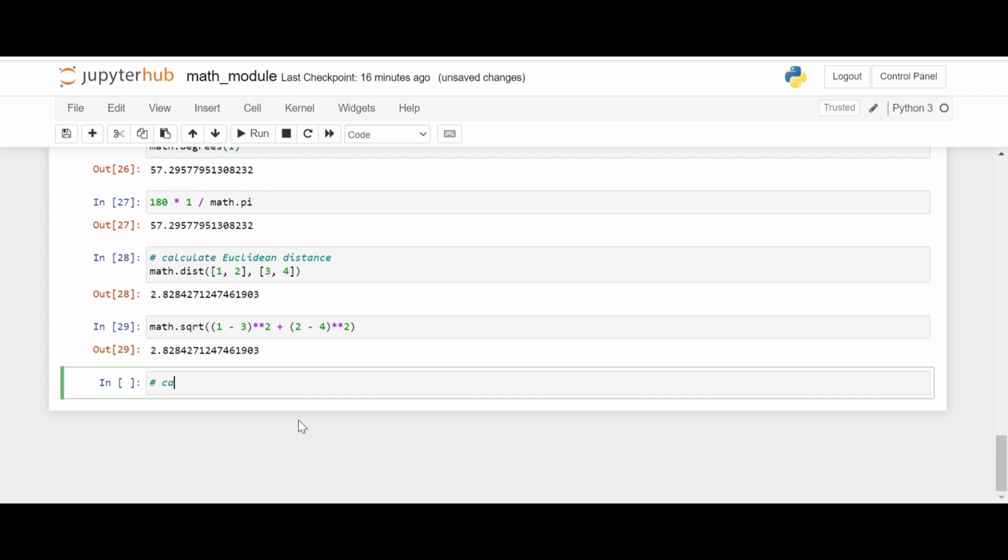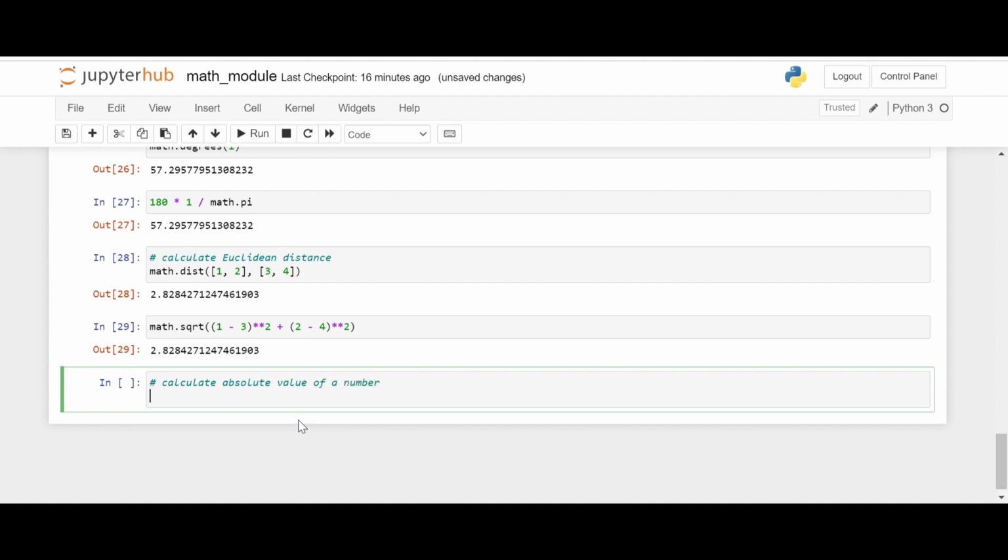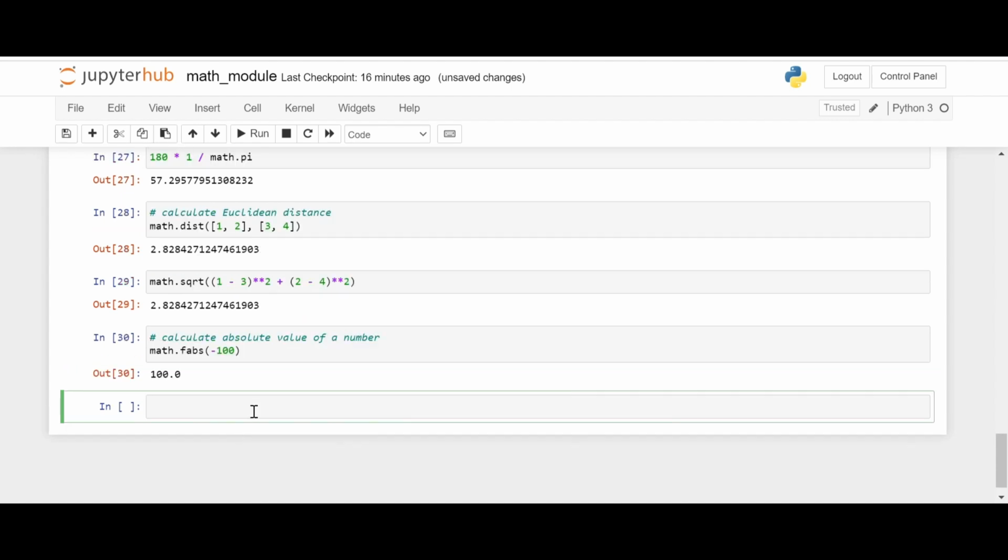Now calculate the absolute value of a number. math.fabs of minus 100. So the output will be 100 because this is absolute value.